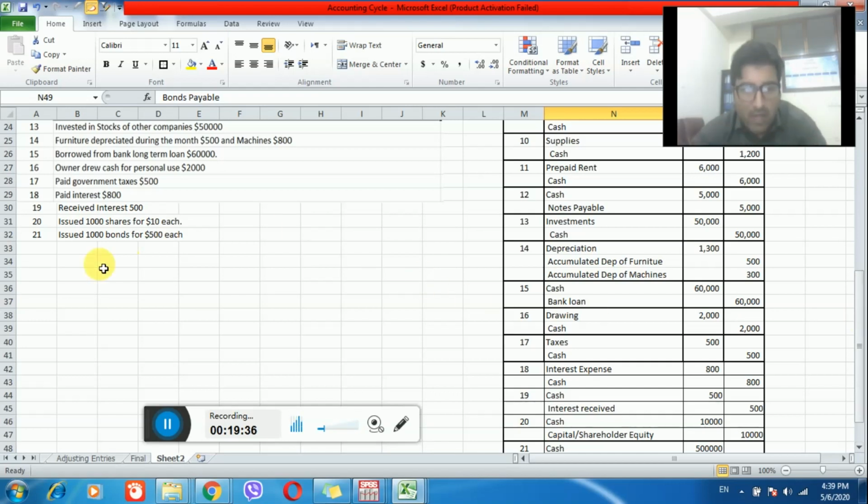For example, we have a transaction like this: 22, received cash in advance, cash from Ali.